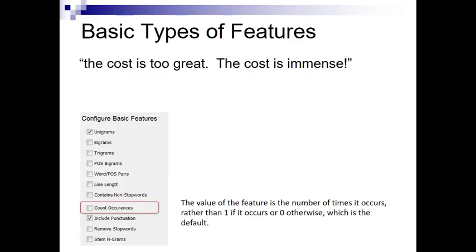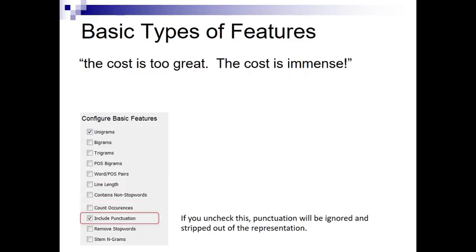So you can say the cost is too great, the cost is immense, and the value of the cost feature, if you check off count occurrences, would be 2. Whereas if you don't, it'll be true because it occurred, and you won't know that it occurred twice. And when I say you won't know, what I mean is the feature space won't represent that information.